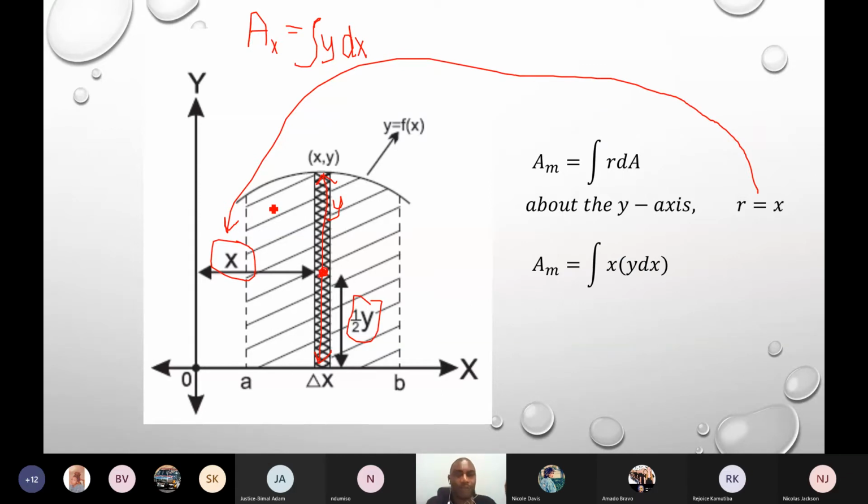Now dA is area, delta A is the area, and we know that the area of a graph under the y, with respect to the x-axis, is y dx. I showed you already at the top here. Right, this one here. So this is my r here, and this is my dA.